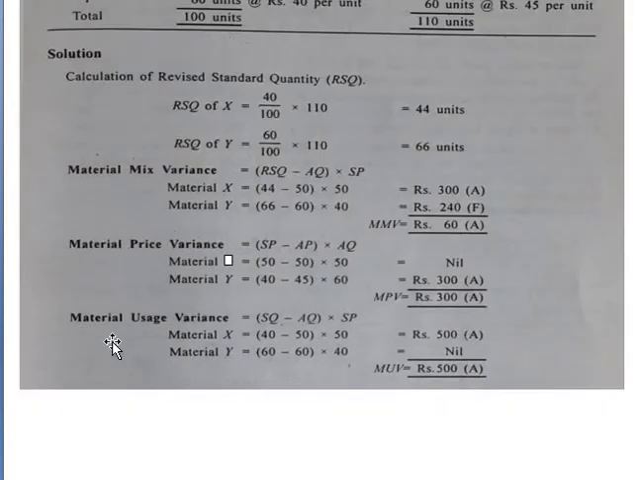Now if you look at the next one, that is the material usage variance. It is calculated by this formula, that is standard quantity minus actual quantity into standard price. The standard quantity is 40, the actual quantity is 50, and the standard price is rupees 50. So we get here rupees 500 adverse since the minus sign is greater. Then for material Y, the standard quantity is 60, the actual quantity is 60, and the standard price is 40. So we'll get here nil. In total, the material usage variance will be rupees 500 adverse.